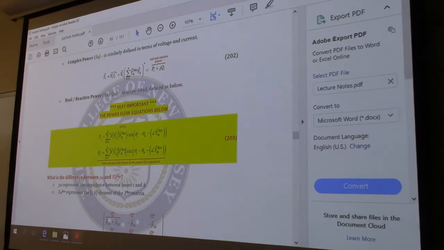Yes? So Y bus is just an impedance-like matrix? It's the admittance matrix. Admittance? Yeah, which is 1 over the impedance matrix, or the inverse of the impedance matrix.